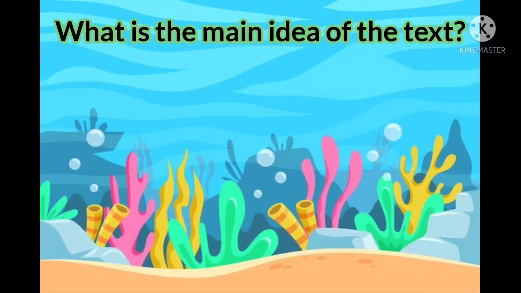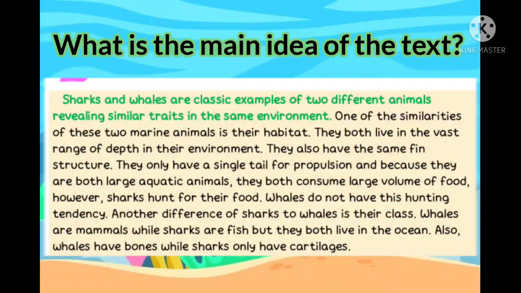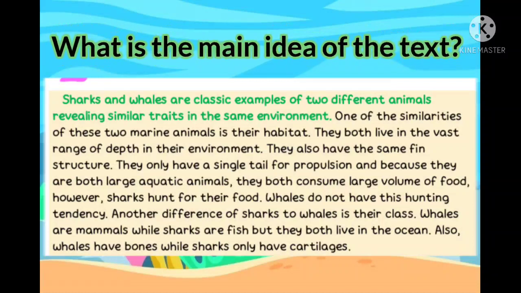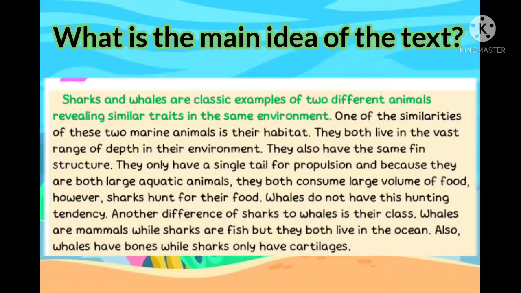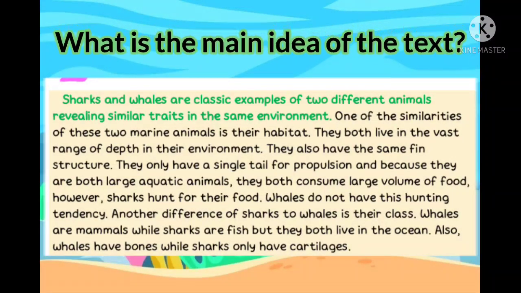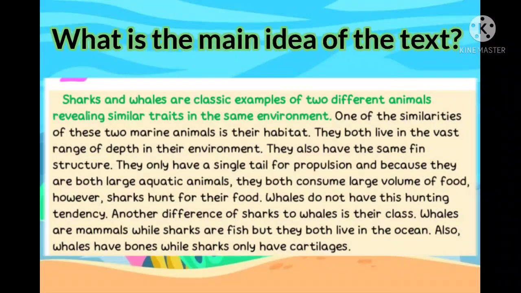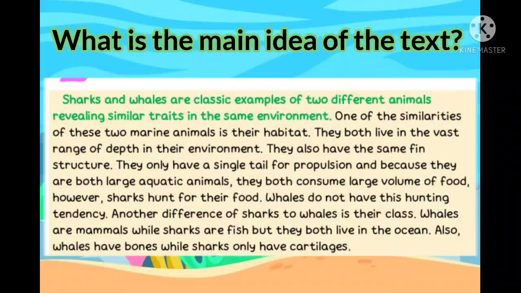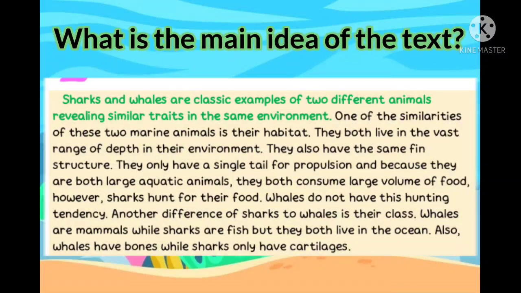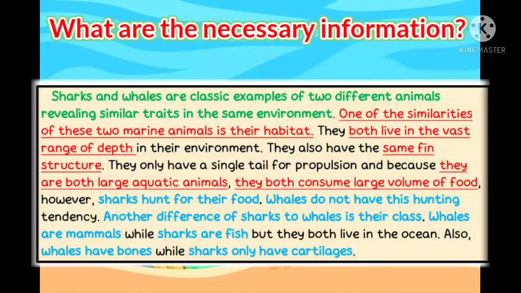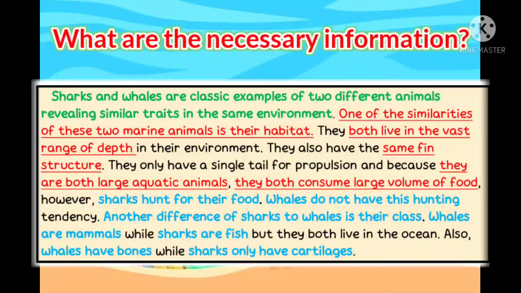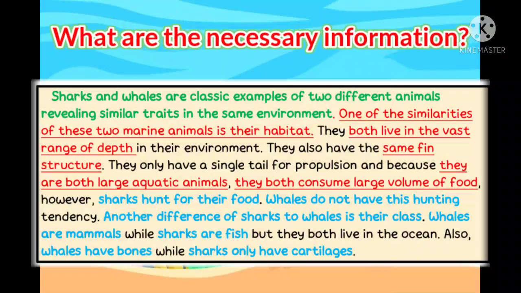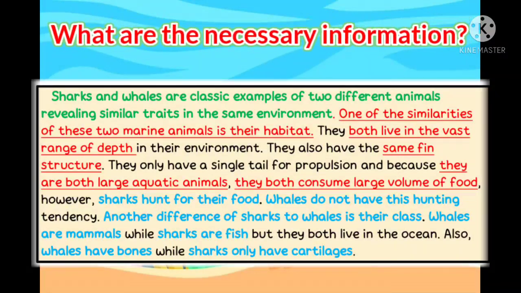What is the main idea of the text? The main idea of the text is the first sentence in this paragraph that tells the general thought or idea of this paragraph or text. Sharks and whales are classic examples of 2 different animals revealing similar traits in the same environment. And the underlined phrases and highlighted words in red and blue are the necessary information about sharks and whales.